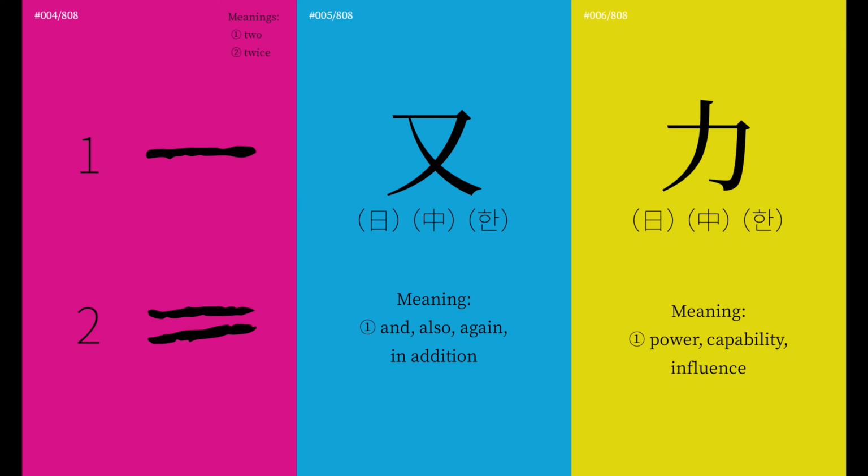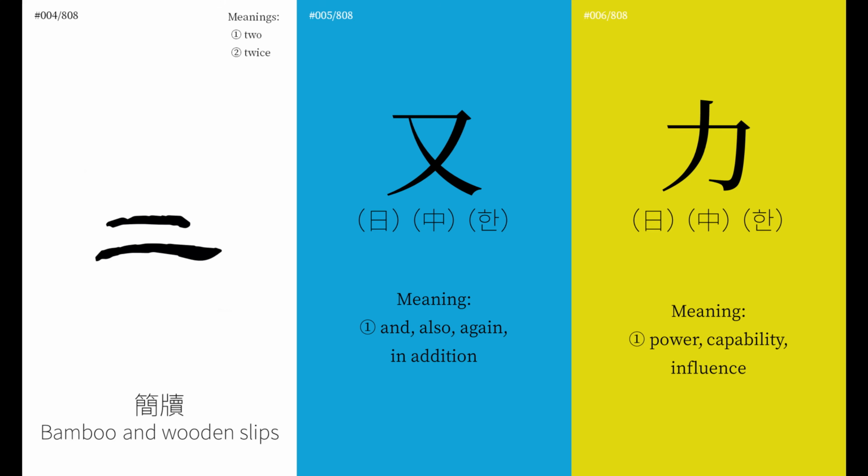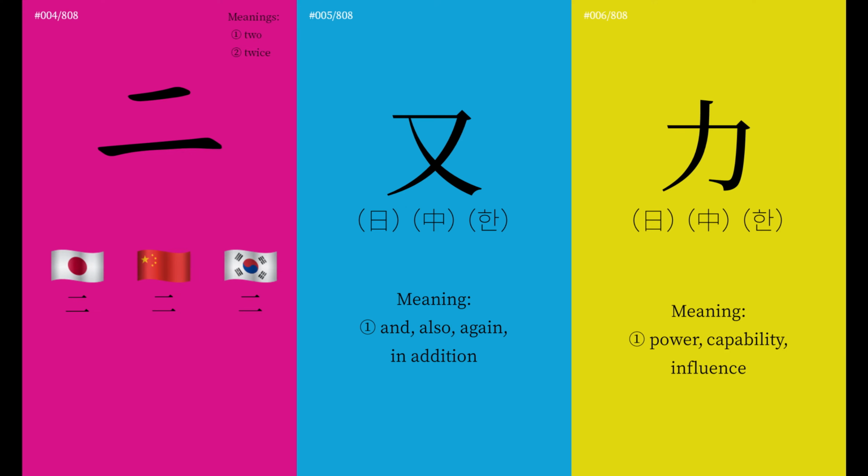The story of the character for 2 is a simple one. Like the character for 1, the character for 2 began as horizontal strokes. Over time, the line straightened out and the bottom stroke became longer than the top. In modern Chinese, Japanese, and Korean, the character can mean 2 or twice.